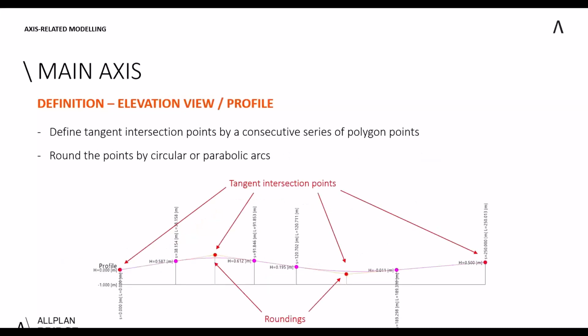For the elevation, we define the tangent intersection points by a course of polygon points. So you can see here these red points. They are the tangent intersection points, and they are connected initially by straight lines. So you always define it by a station and a certain height. And after that, we can, of course, round those points by a circular or by a parabolic arc to get the final curvature of the profile.